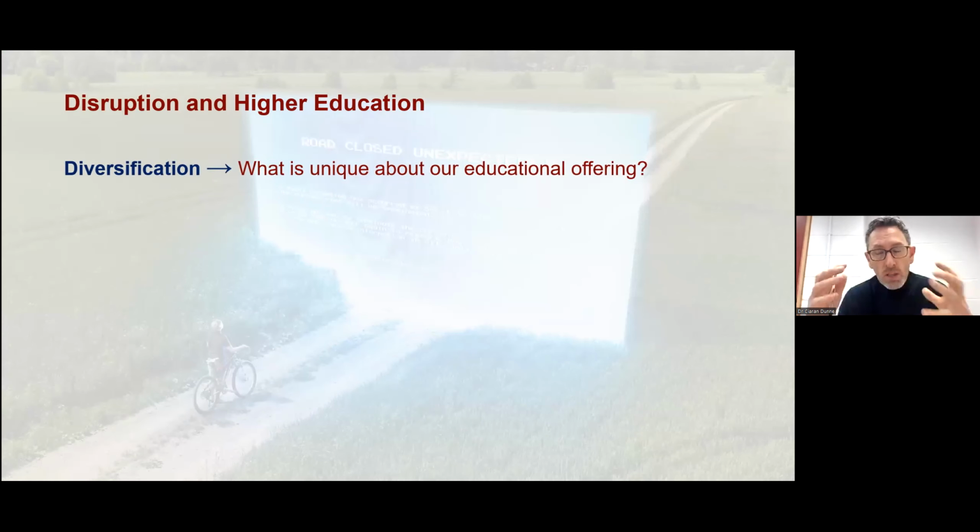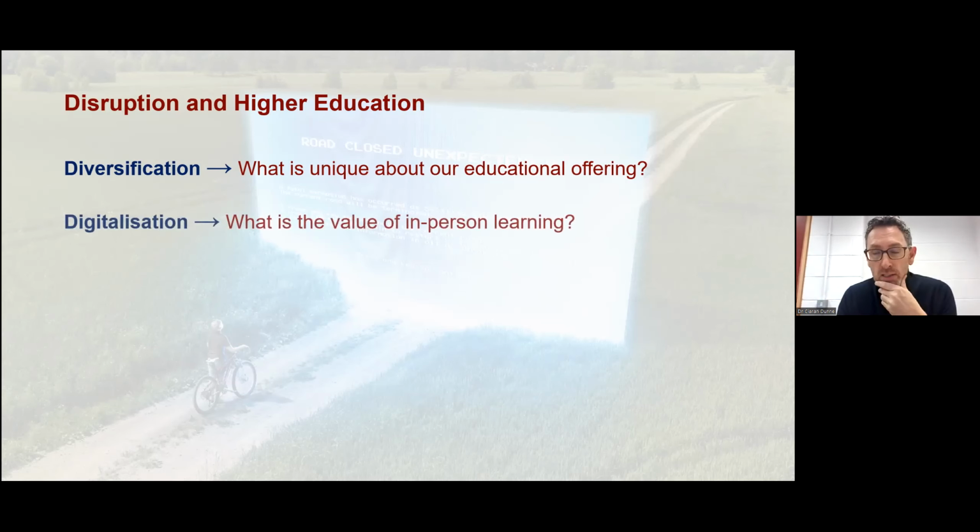There are more organizations getting involved in higher education that have no history in the sector, like Udemy, LinkedIn, Coursera, Meta, Alphabet, etc. These have the ability to disrupt the higher education sector. So for us as HEIs, we have to ask ourselves, what is unique about what we're doing compared to these other organizations?